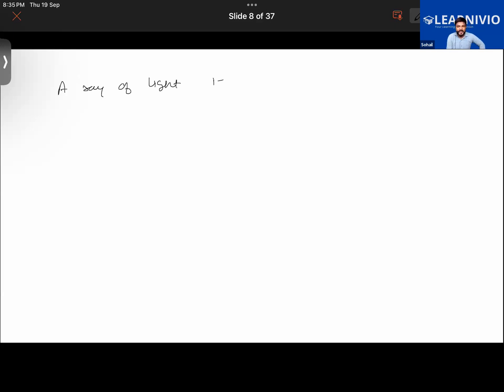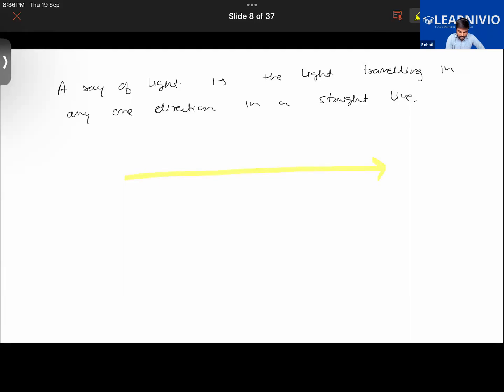A ray of light is the light traveling in a straight line in any one specific direction. So that is what a ray of light is: light traveling in any one direction in a straight line. For example, you have this ray of light which is traveling in one direction. Okay, now that is one thing.